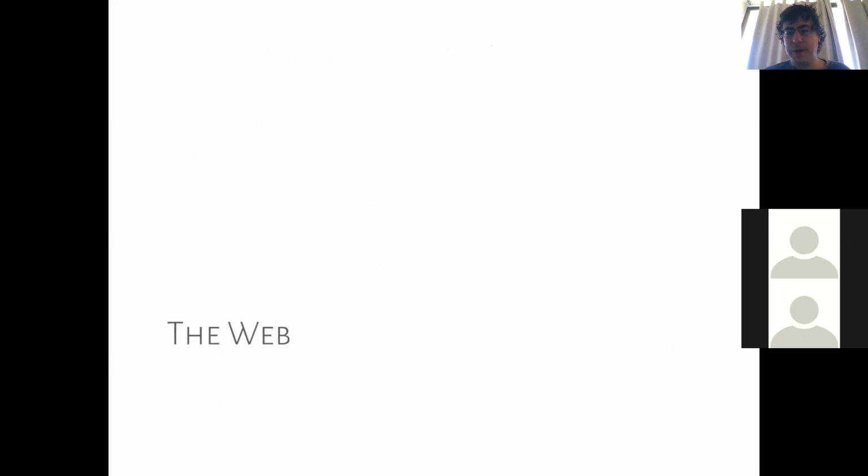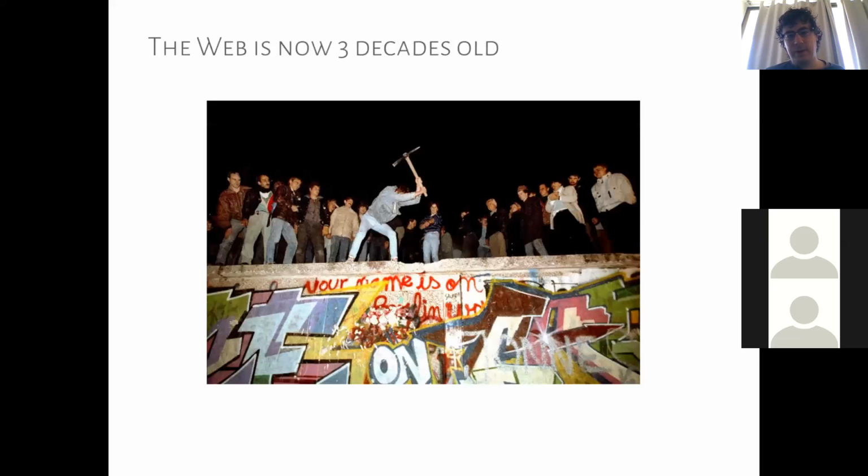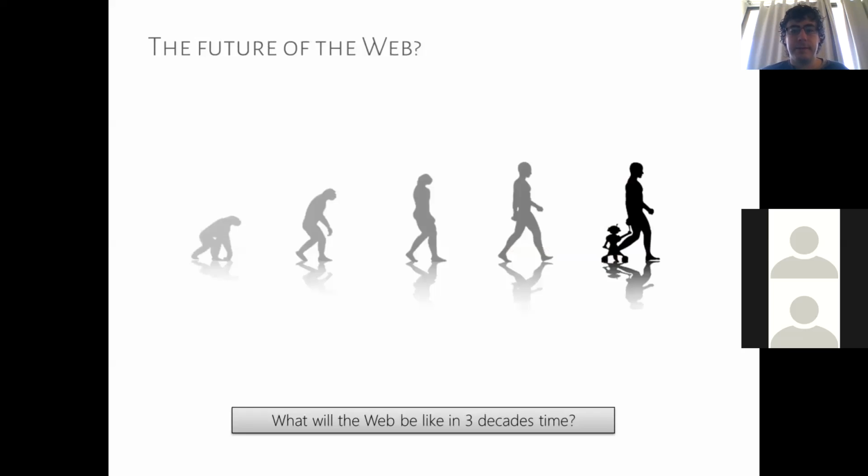So we have to start with the web. Okay, so we all know the web. We all use the web every day, probably. The web is now 3 decades old. Okay, so it started in 1989, invented by Tim Berners-Lee while he was working in CERN. So it's been with us for quite some time.